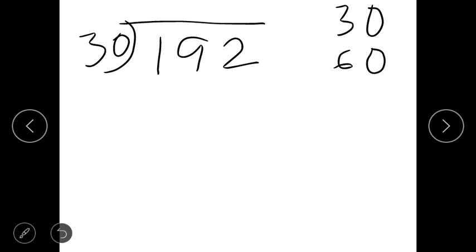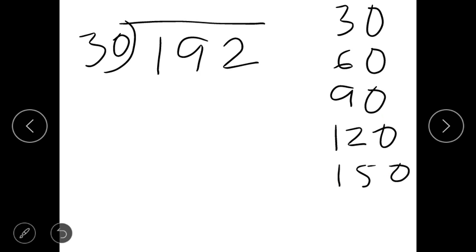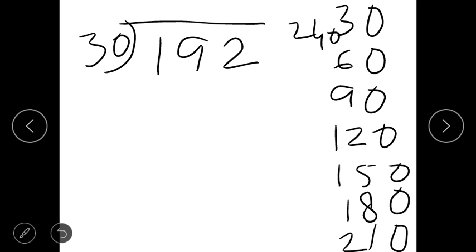Okay. 3 threes are 9, 90. 3 fours are 12, 120. 3 fives are 15, 150. 3 sixes are 18, 180. Because we are writing the table of 30, you have to add one 0. 3 sevens are 21, no? So 210. And 3 eights are 24, so 240. Clear? Now you have to go close to the number 192.